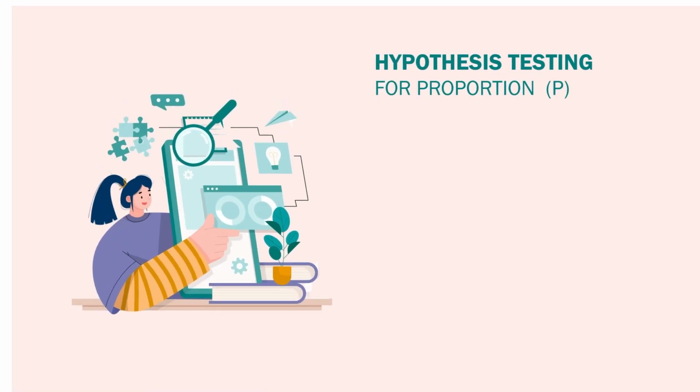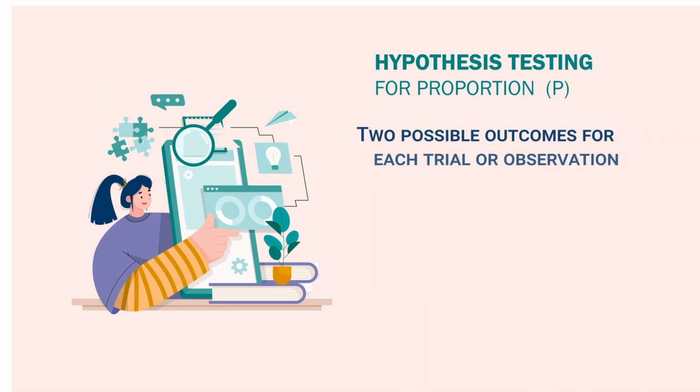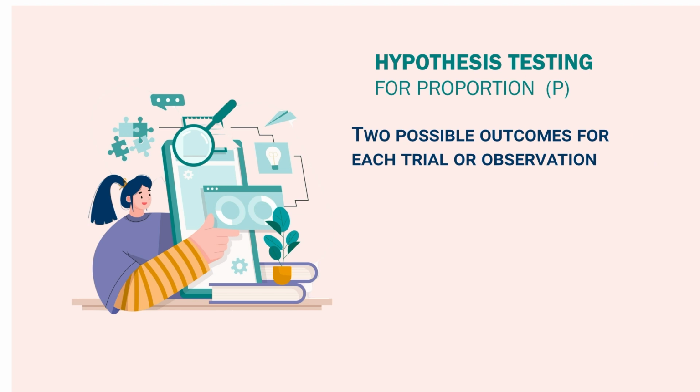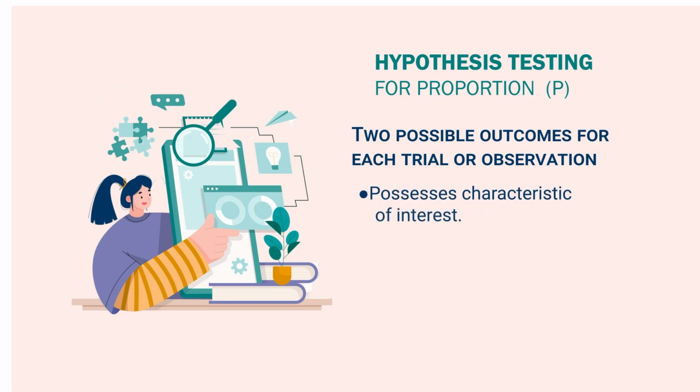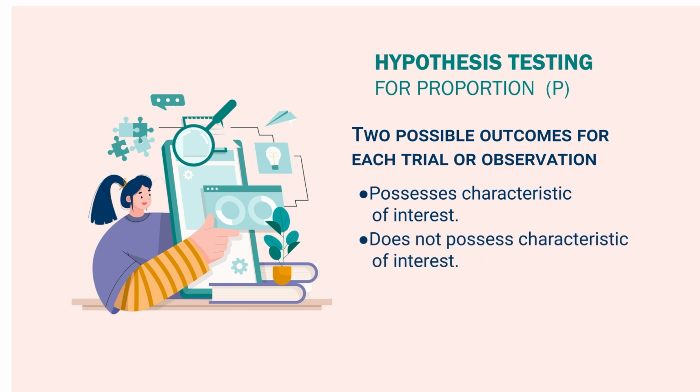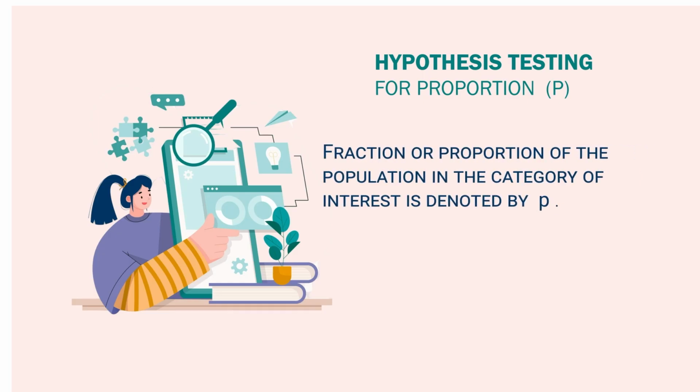So, let us now come to the topic of testing of population proportion. This basically involves categorical variables, and there are two possible outcomes for each trial or observation. So, each sampled unit will be observed on two possible outcomes. One could be possesses the characteristic of interest, or does not possess the characteristic of interest. The characteristic of interest could be that the life of the tire is more than 60,000 kilometers. Now, the fraction or the proportion of the population in the category of interest is denoted by P.